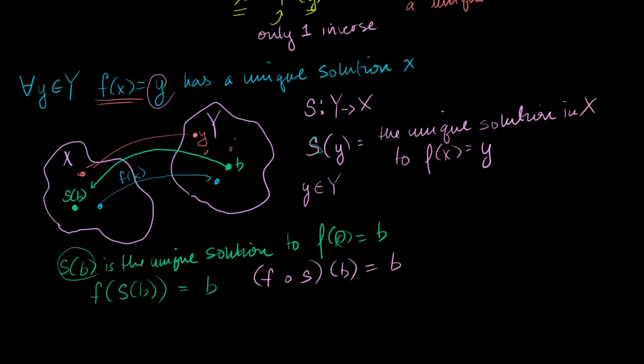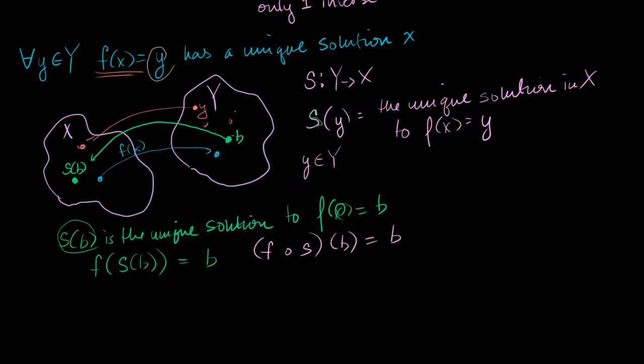Or another way to say it is that when you take the composition of f with s, this is the same thing, because if I apply s to b, and then I apply f back to that, that's the composition, I just get back to b. That's what's happening here. So this is the same thing as the identity function on y being applied to b. So it's equal to b.